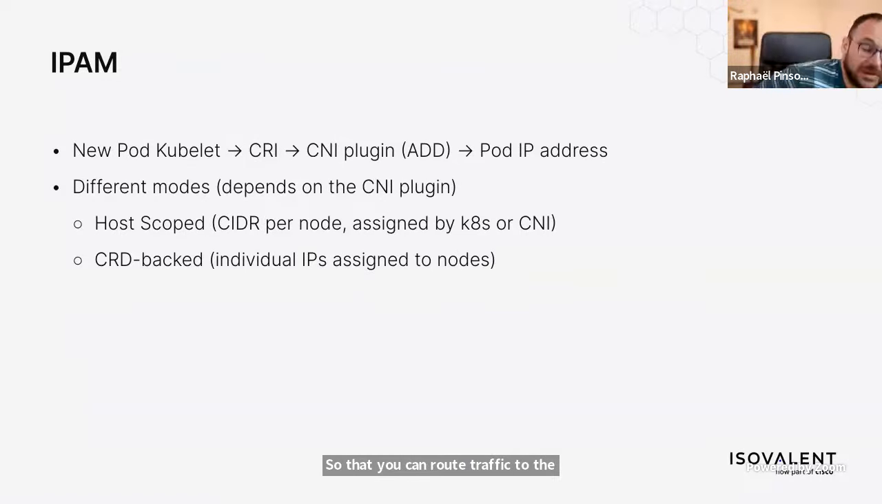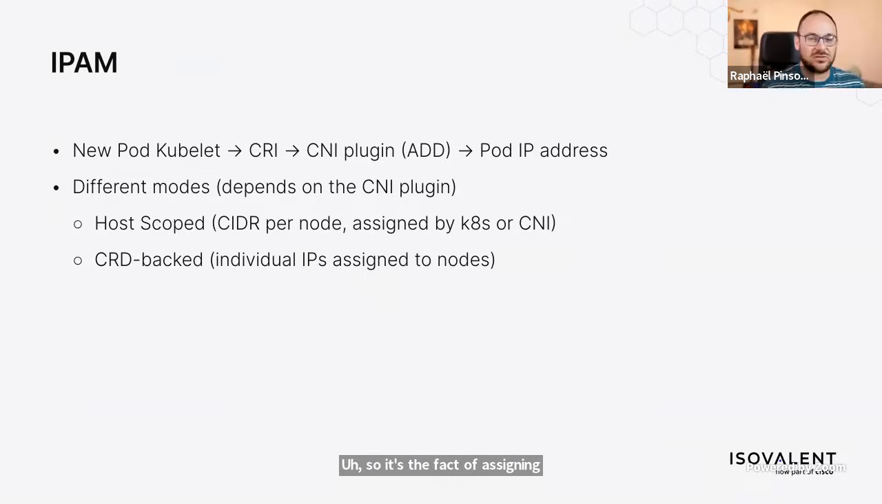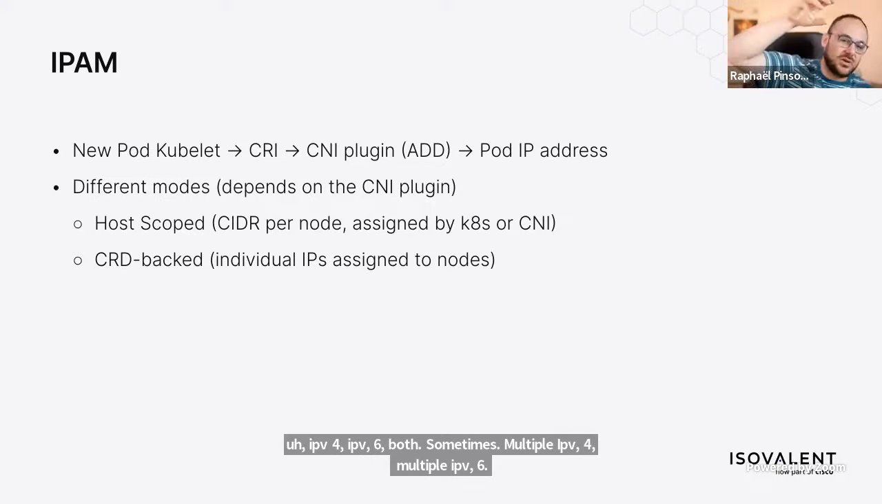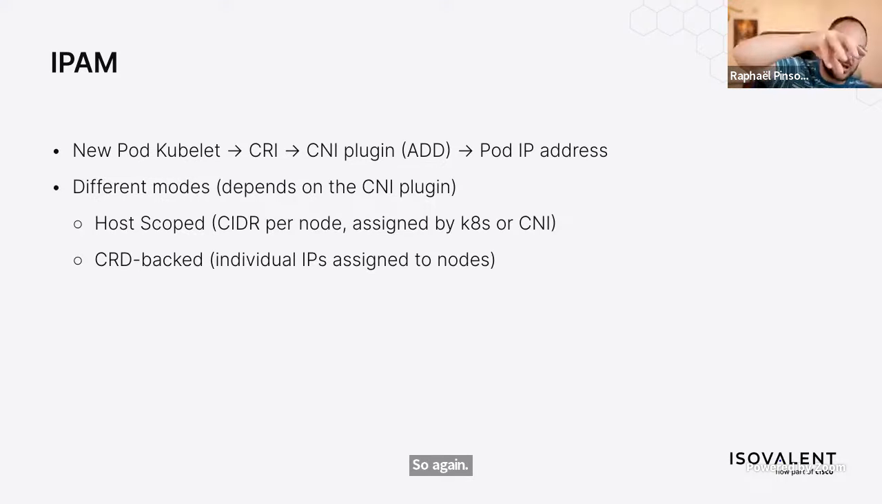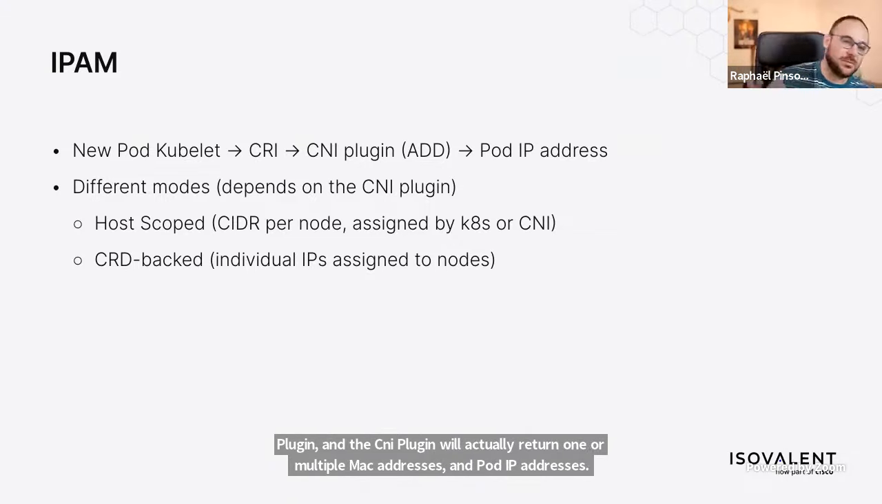IPAM is an important topic. It's the fact of assigning one or multiple IP addresses to the pods, right? It could be IPv4, IPv6, both, sometimes multiple IPv4, multiple IPv6. So again, when a new pod happens, the kubelet will call the CRI, which will call the CNI plugin, and the CNI plugin will actually return one or multiple MAC addresses and pod IP addresses. There can be different modes, again, depending on the CNI plugin.